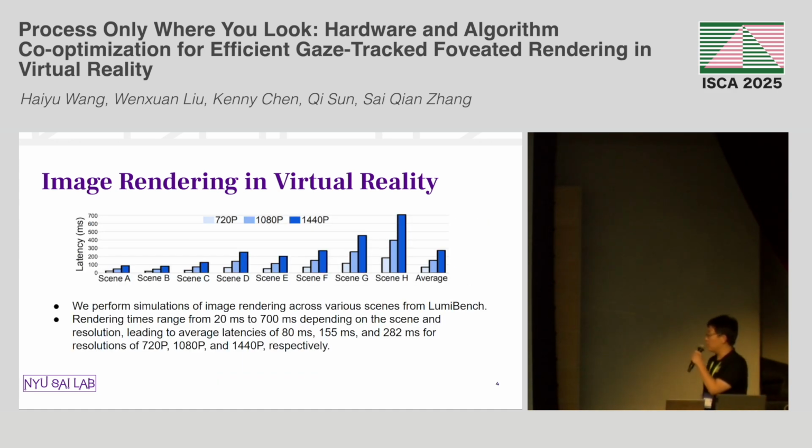To demonstrate this and motivate this work, we profiled the rendering latencies of different scenes, from very easy scenes to very complicated scenes, and across different resolutions. You can see here that for easy scenes, the rendering latency for one frame ranges from tens to hundreds of milliseconds. For complicated scenes, it can go up to 700 milliseconds, which is definitely larger than the 50 millisecond threshold.